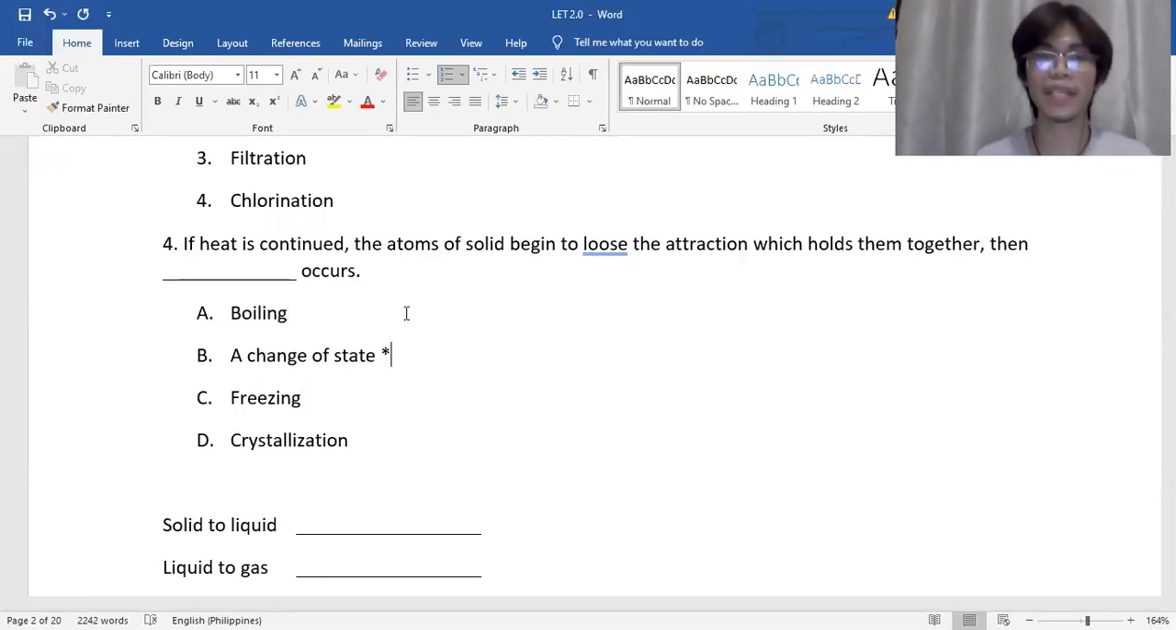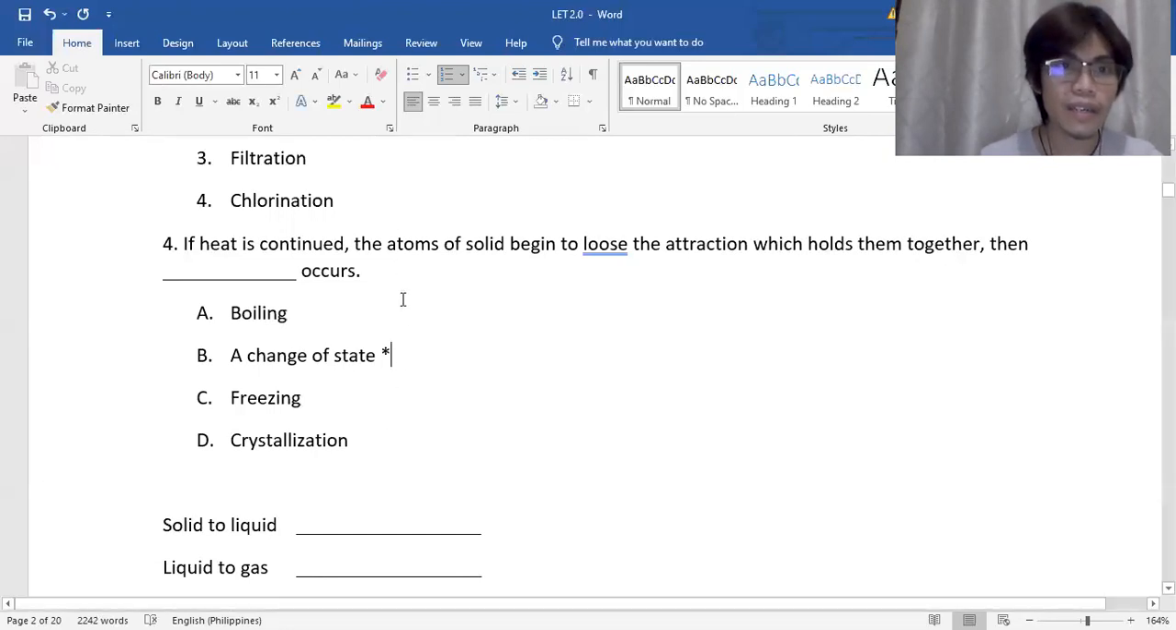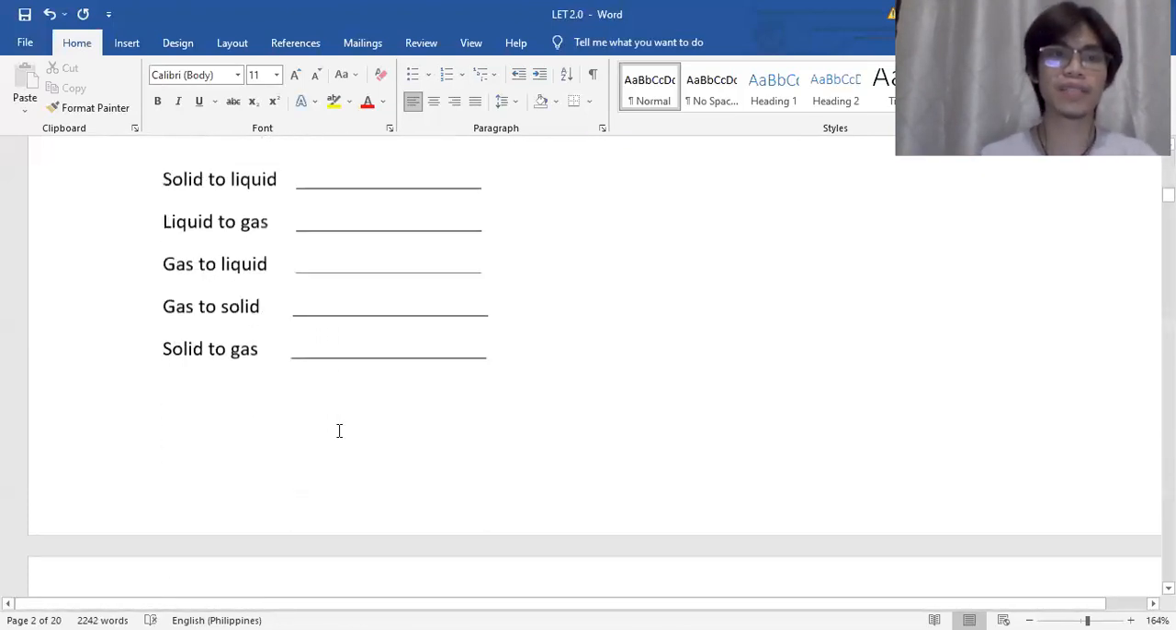Why? Because it says here, atoms of solid begin to lose the attraction which holds them together, then a change of state occurs if heated. You cannot see a change from solid to liquid in the choices. That's why the correct answer is a change of state. Solid to liquid.